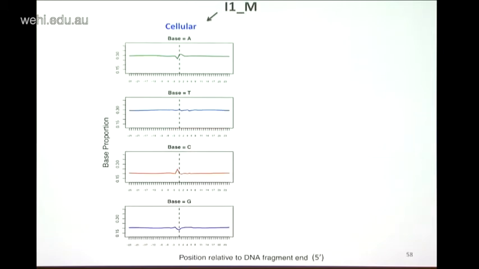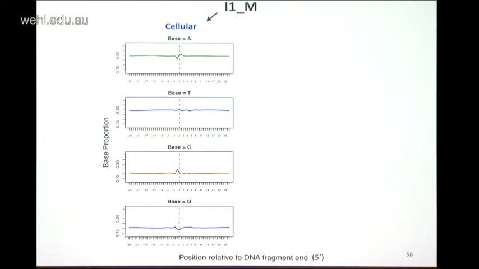So I'm going to show this profile for cellular DNA first. On the x-axis are the positions. The dashed line is at the 0th position, which is the cleavage site. And on the right, you've got the positions going into the fragment, and on the left, you've got the positions going away from the fragment.